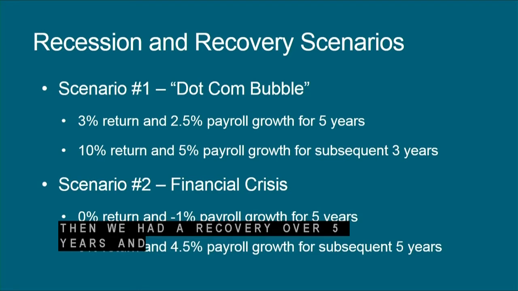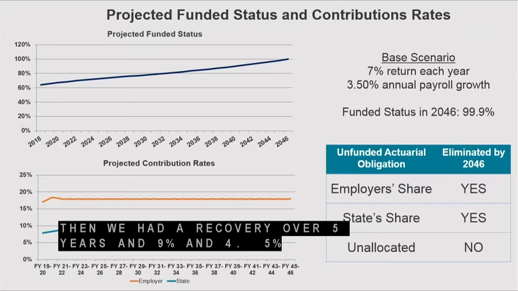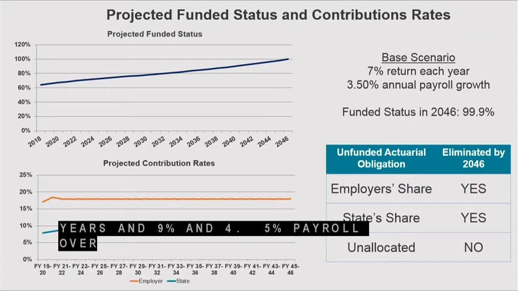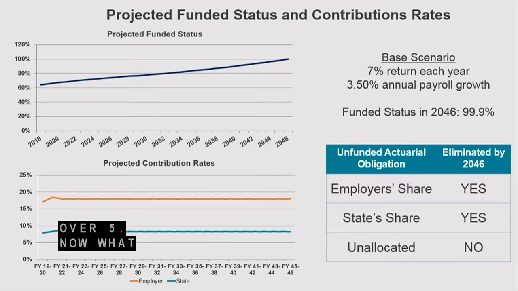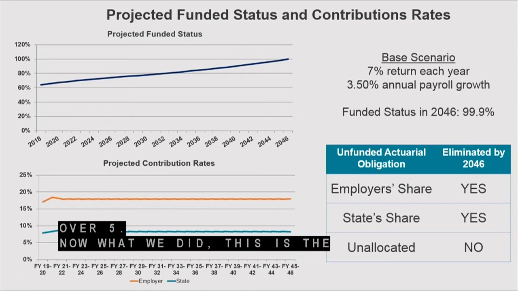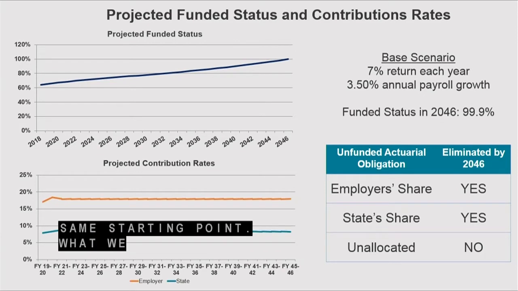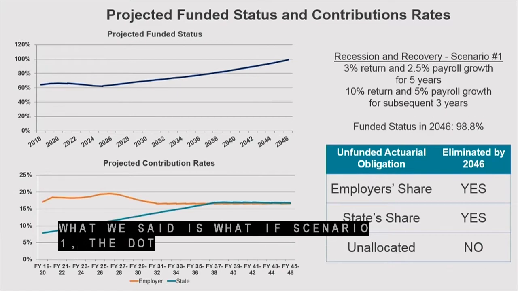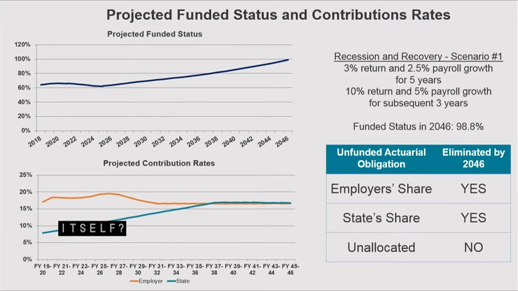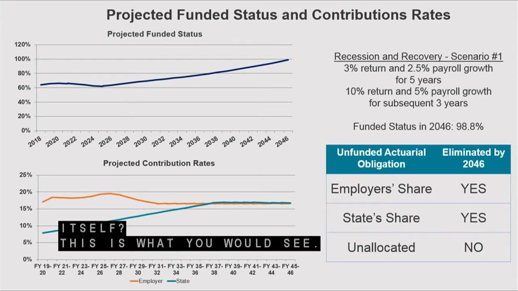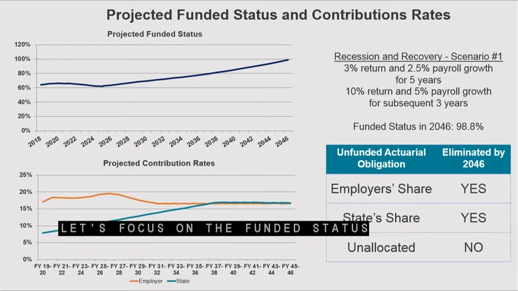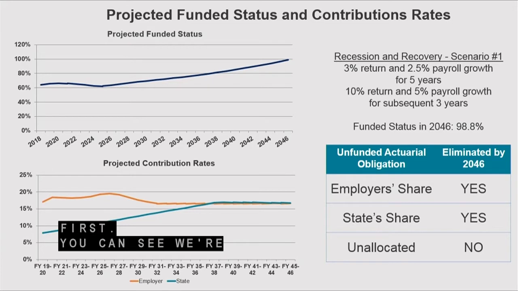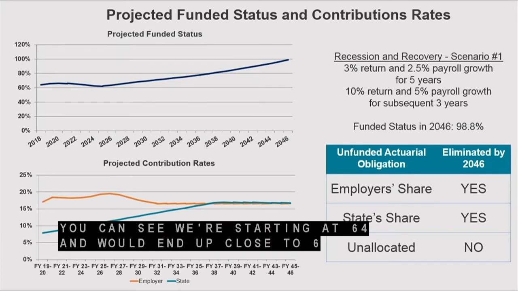Now, this is our same starting point that we showed you. This is where we are today. So what we said is, what if scenario one, the dot-com bubble, repeats itself? This is what you would see. Let's focus on the funded status first. You can see we're starting at 64. We would end up somewhere close to 60. And then we would eventually still make it pretty close to 100% funded.